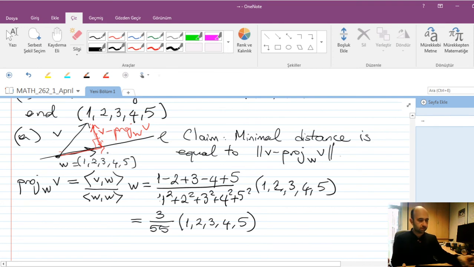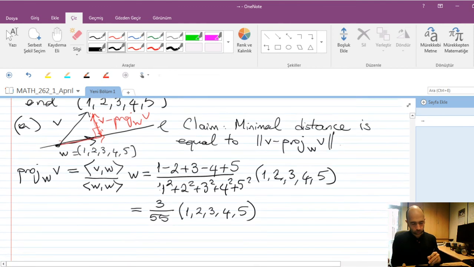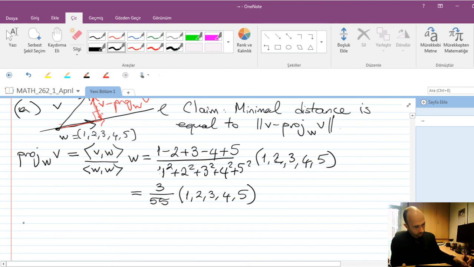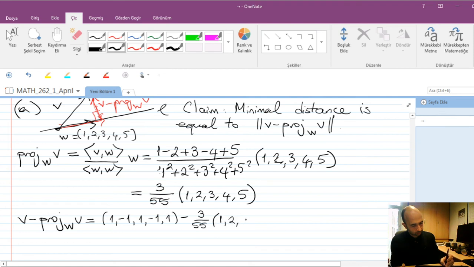So this is the vector along L, the red vector along L. This is not exactly what you want. You want V minus proj_W V and its length. So you have to continue your computation, but these are quite routine. V minus proj_W V, you just subtract. So it's 1 minus 1, -1 minus 1, 1 minus this vector here, which you can explicitly compute.